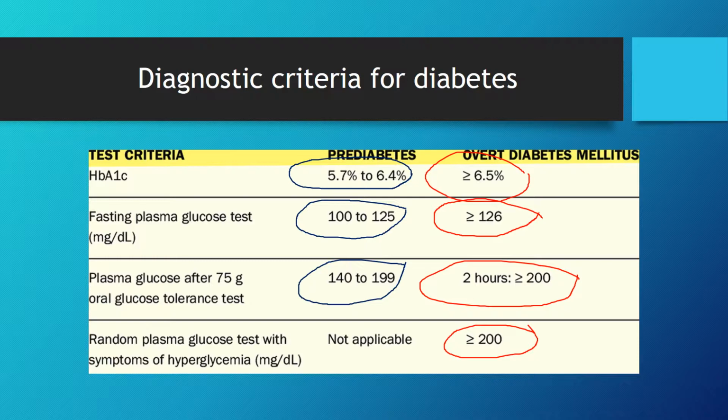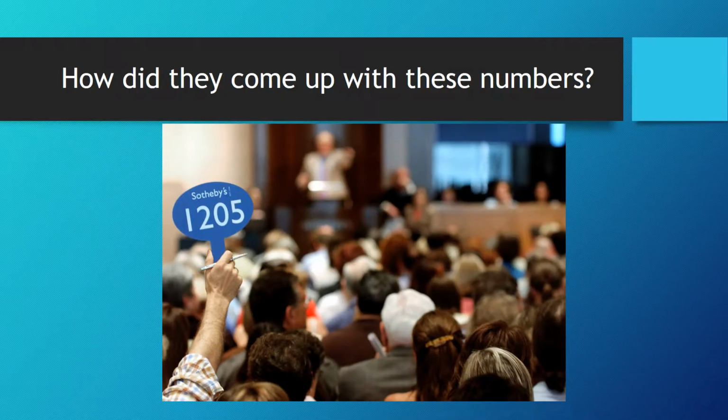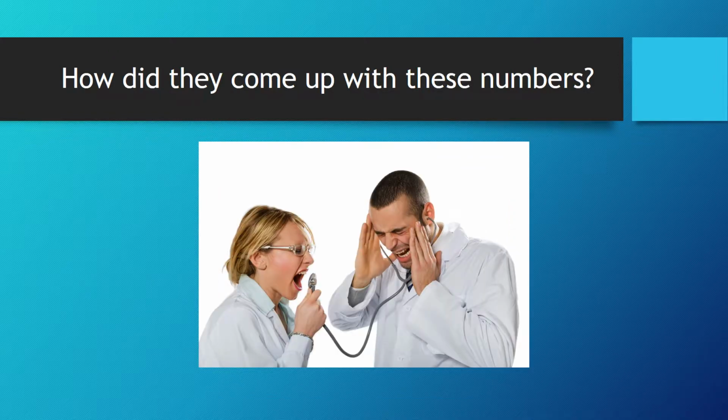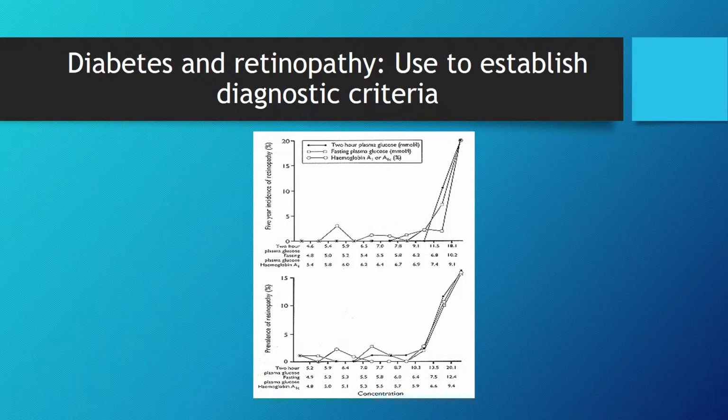Now you may have questions about this slide. How did they come up with these numbers? Was there an auction where some endocrinologists suggested 125 for diabetes and then somebody else suggested 126 and they won the day? Was there a poker game where somebody suggested 126 or higher numbers? Or did they argue between 125 and 127 and came to a compromise of 126? As fun as all of these options might be, they are not correct.